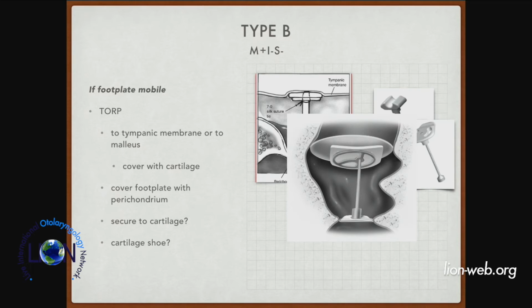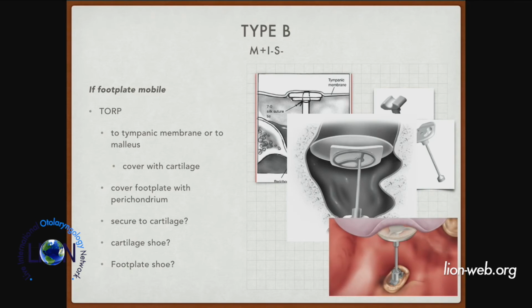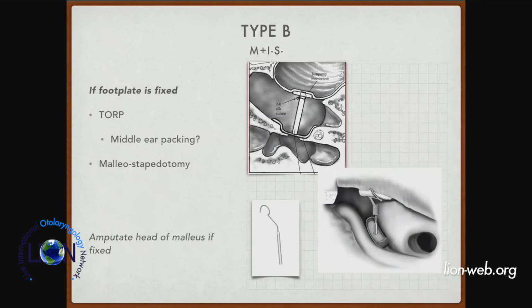The other question is, do you use or do you not use the cartilage shoe? I don't use it. The literature, there are many studies on this, but most studies don't necessarily show a significant advantage to using the cartilage shoe, as long as you're respecting some of these other principles in terms of proper length, proper tension, proper centering of the prosthesis. I personally, and that's a personal opinion, I don't think it makes a huge difference whether you use a cartilage shoe or a footplate shoe, which again adds to the cost of the surgery.